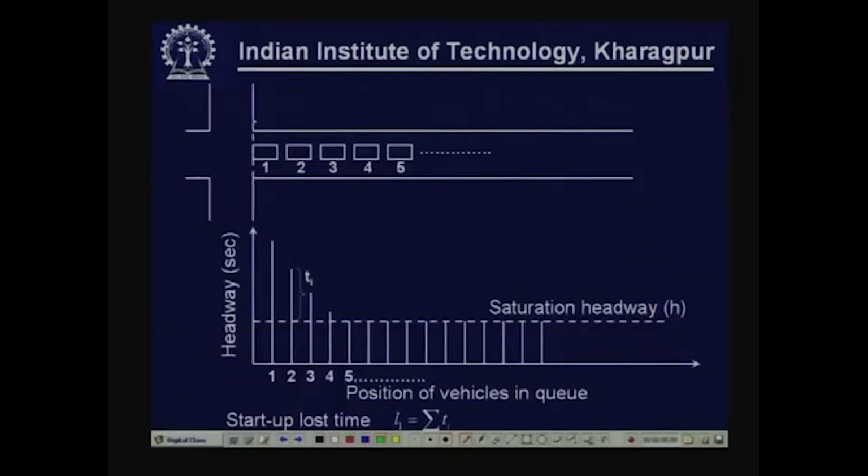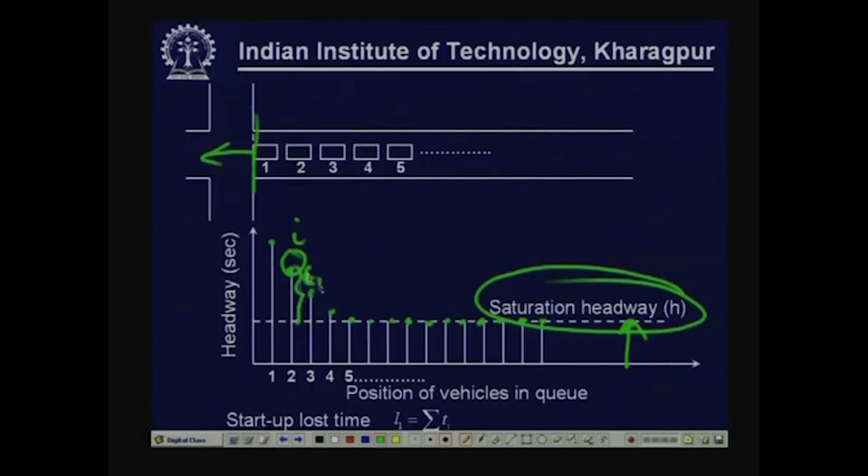This is the signal, vehicles are stopped here. Once you give the green signal, the vehicles start moving. You find that initially for the first few vehicles the headways are more, that is what is indicated here, but gradually it is coming down, and beyond certain vehicles you find that everybody, because the stable queue movement has occurred, is taking h amount of time for passage of two vehicles. So, this h is the saturation headway. Now, if you take the first few vehicles, if this is the ith vehicle, how much extra time has it taken? It has taken this much extra time.